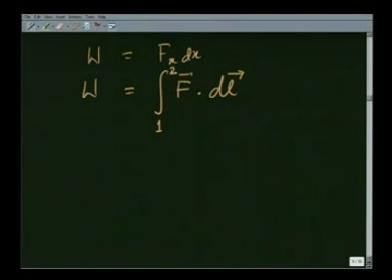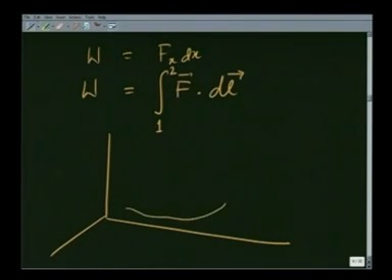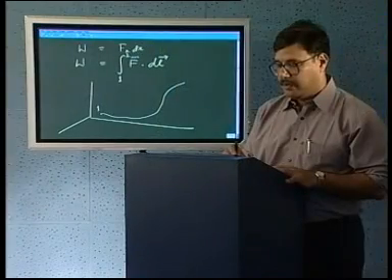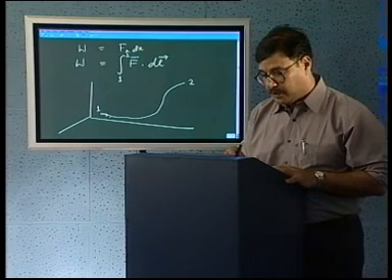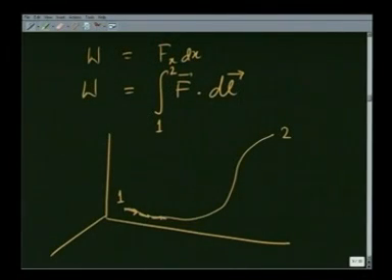Let me explain this. Suppose a particle is moving from one position to some other position, from 1 to 2. I can break this path into small segments of dl each, and for each segment I calculate the work done, which is equal to the force in the direction of that segment times the length of that segment, and integrate. So, that gives me the work done by this force. Notice that I have to then know as to which path I am going over. So, this is the work done.